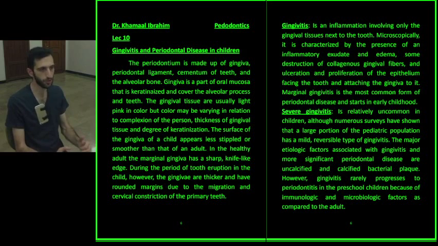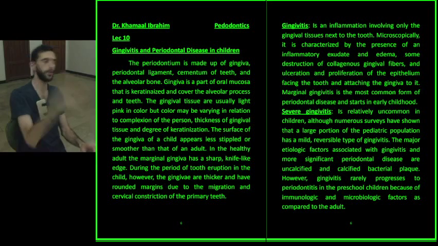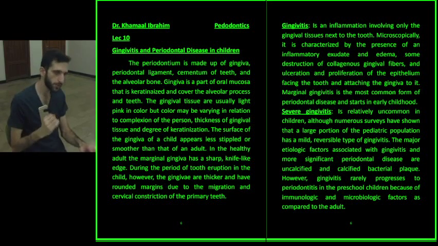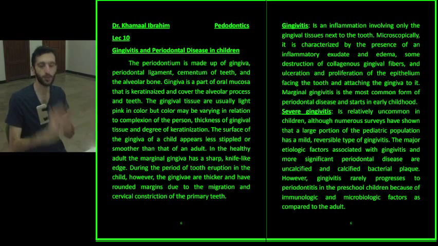The major etiologic factors associated with gingivitis and more significant periodontal disease are uncalcified and calcified bacterial plaque. However, gingivitis rarely progresses to periodontitis in preschool children because of immunologic and microbiologic factors, as compared to adults. So here it is saying that the major etiological factor associated with gingivitis and periodontal disease is uncalcified and calcified bacterial plaque. As usual, plaque is a major contributor to gingivitis.